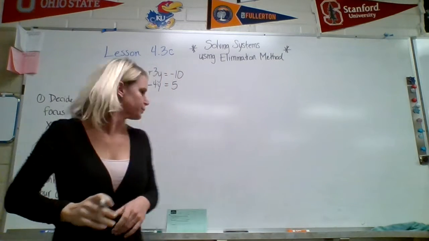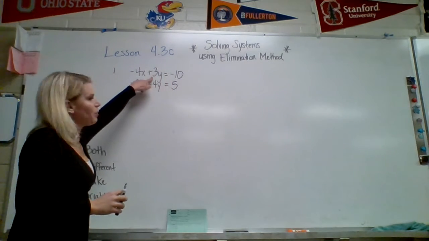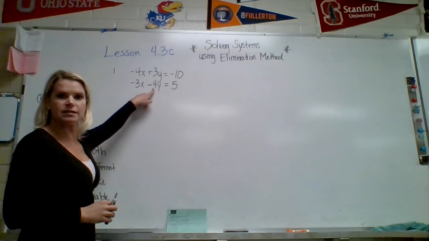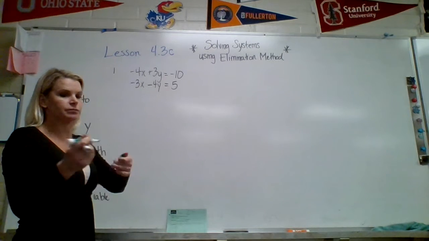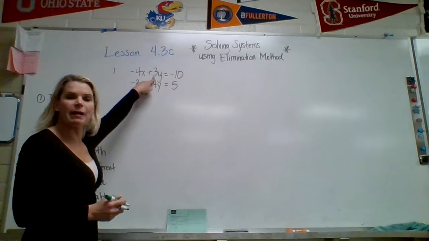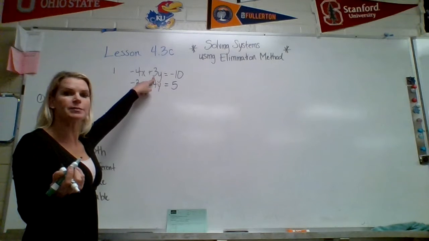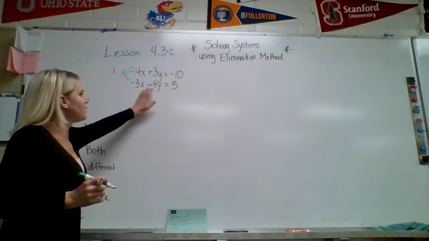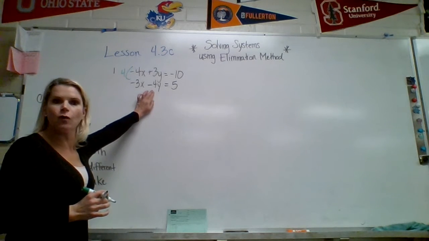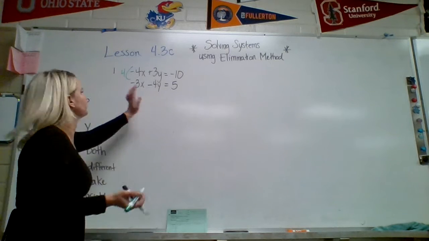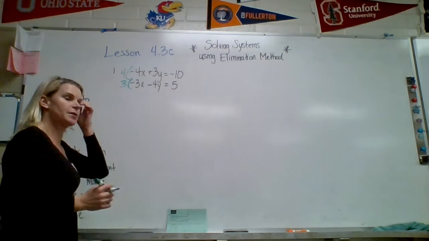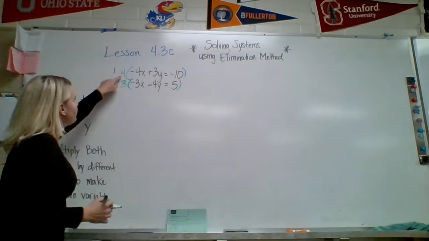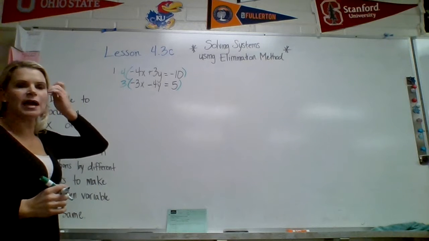So here we go. My positive 3 needs to become a positive 12. My negative 4 needs to become a negative 12. So what should I multiply 3 by to get 12? 3 times what is 12? So I'm hoping you said 4. Okay. Then before I even do that, what am I going to multiply a 4 by to make this into a 12? Again, I'm hoping you're thinking 4 times 3 is 12. So I'm multiplying the entire top equation by 4, and then I'm multiplying the entire bottom equation by 3.